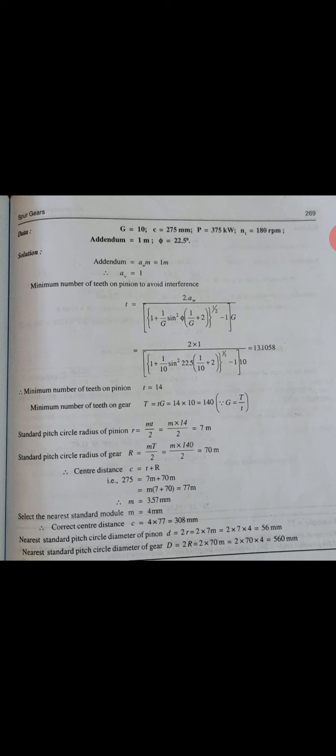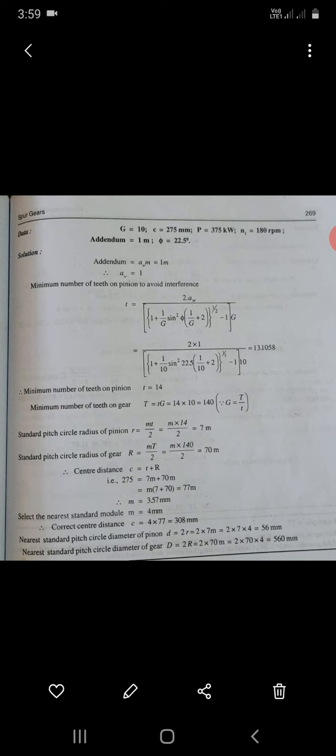So standard pitch circle radius r is mT by 2, that is 7m. Module is unknown. Standard pitch circle radius of gear R is mT by 2, that is 70m, where m is the module, which is unknown. Standard center distance C is r plus R. So 275 equals 7m plus 70m. Therefore 77m equals 3.75 mm. This is the calculated module. Therefore the nearest standard module m is 4 mm. Therefore the correct center distance is 4 into 77, that is 308 mm.